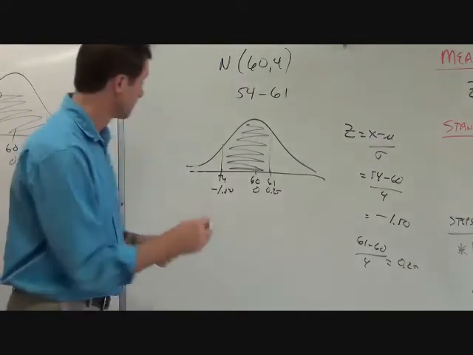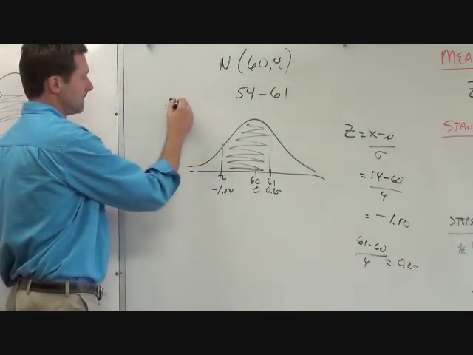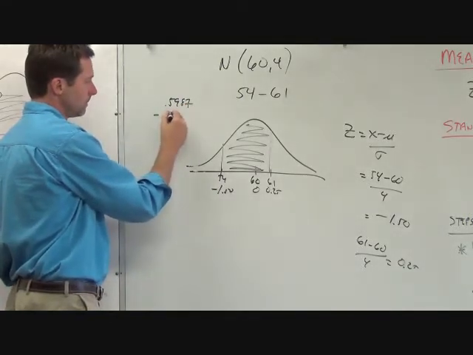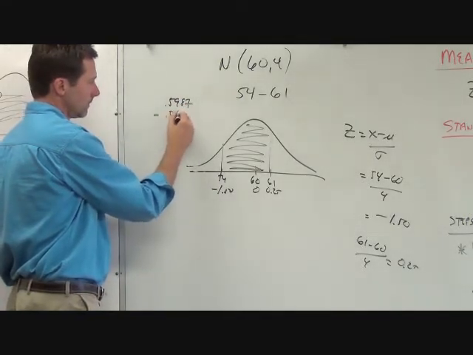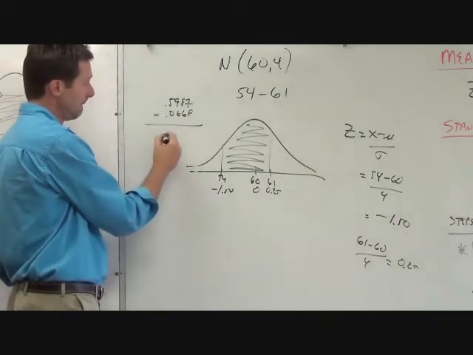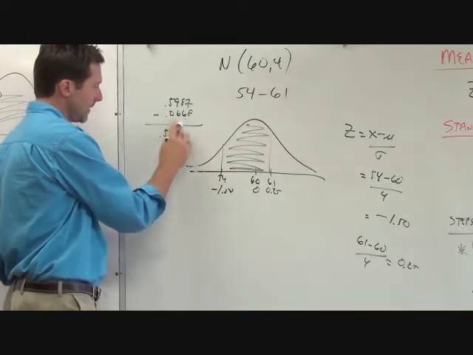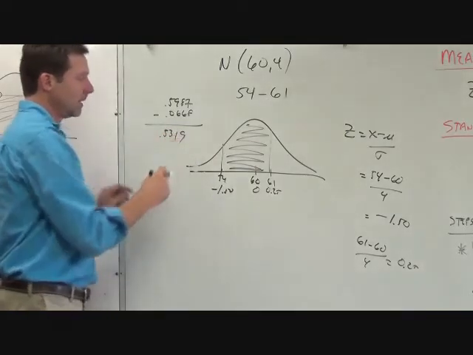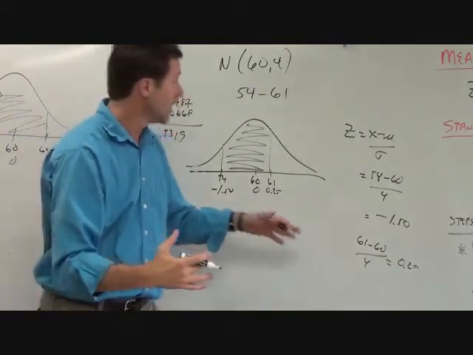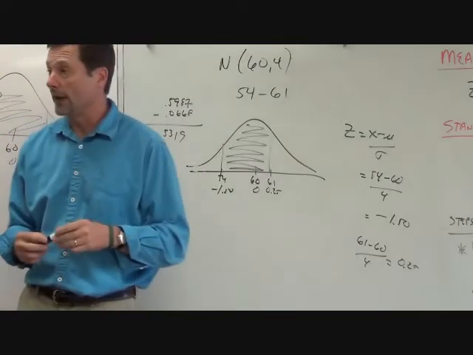Okay, what'd you get? For 0.25, it's 0.5987. Okay, minus. The other one is 0.0668. Is that correct over there? Is that right? Yeah. So what'd you get in there? 0.5319. 5319. And then we write that up in a sentence. The percentage of test scores that are between a 54 and 61 is around 53.19%.